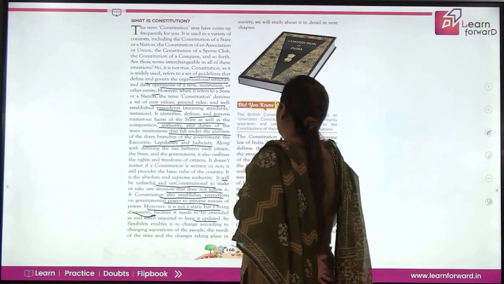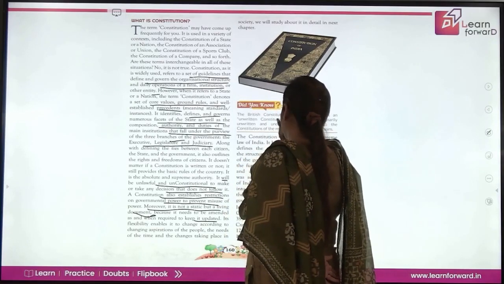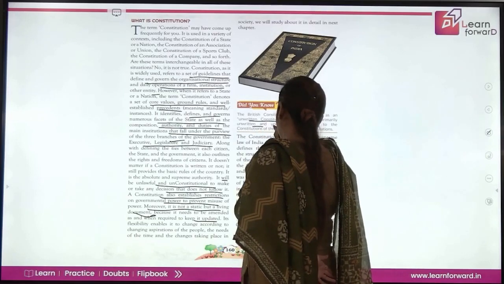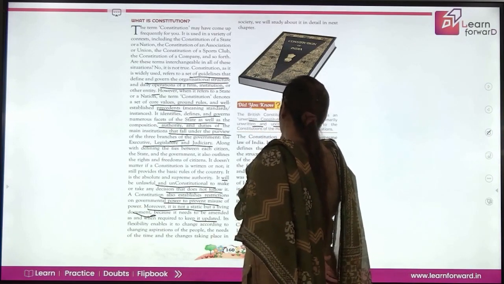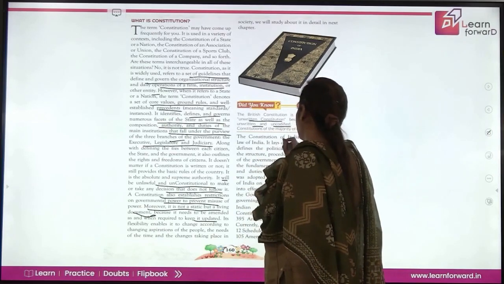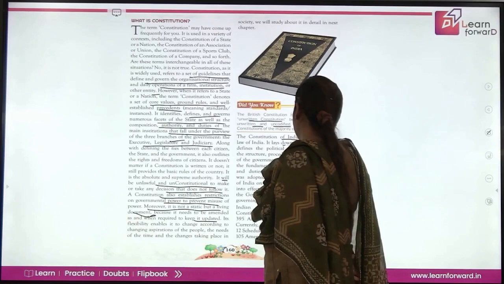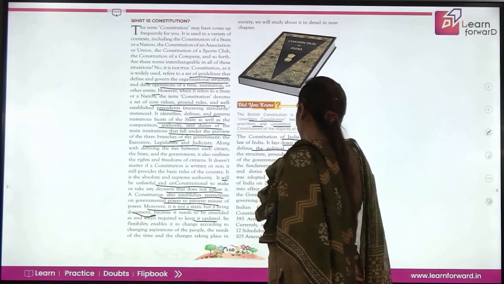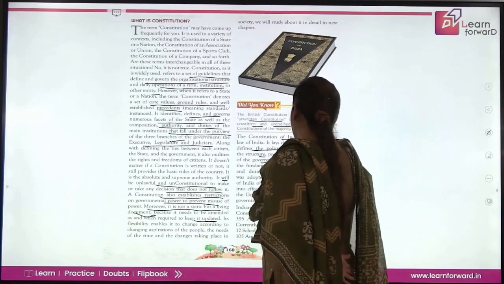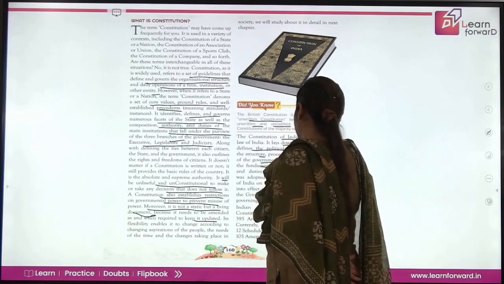Now let's read what it is. The British Constitution is characterized as an unwritten constitution because it is primarily unwritten and uncodified, in contrast to the constitutions of the majority of democratic nations. The Constitution of India is the supreme law of India. It lays down the framework that defines the political principles, establishes the structure, procedures, powers and duties of government institutions, and sets out the fundamental rights, directive principles and duties of citizens.